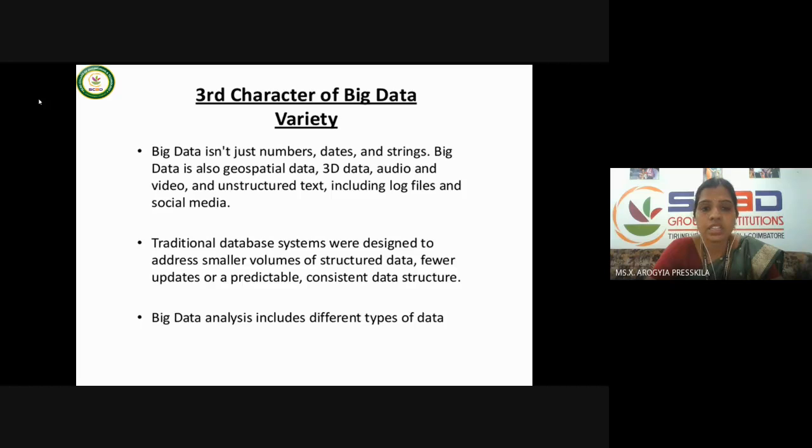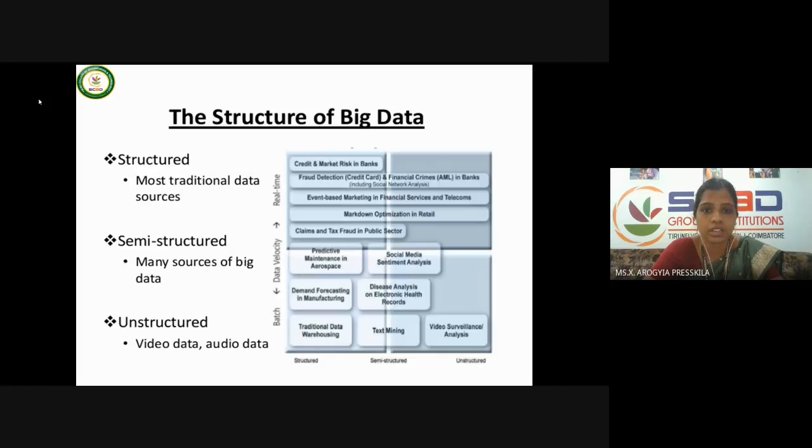There are three different types of structure of big data: structured, semi-structured, and unstructured. Mainly structured and unstructured are the two main types, and semi-structured is the additional one. What is structured data? It is the most traditional data source. For example, if you want to store employee data, such as employee ID, name, salary, and age, it can be stored in the form of a table. That is considered structured data.